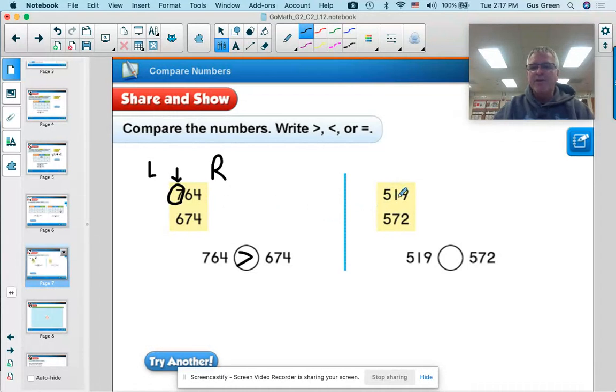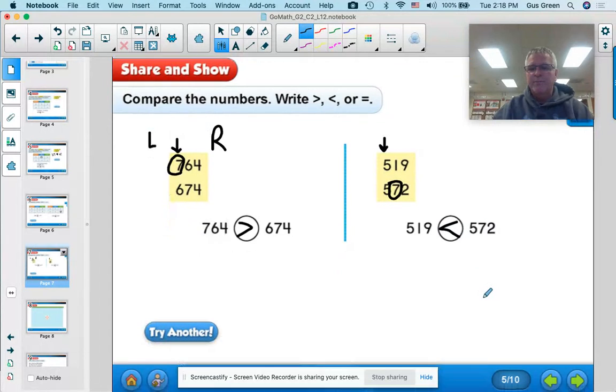Let's look at 519 versus 572. Start in the hundreds, and it's tied. So we have to look in the tens. Now in the tens, 7 is greater than 1. So 572 is greater than 519, or 519 is less than 572.